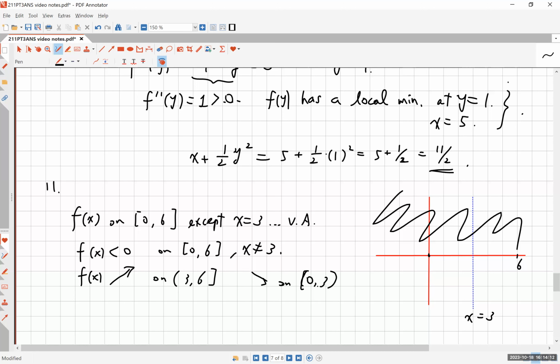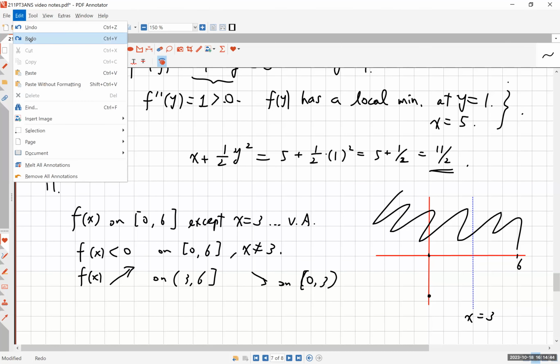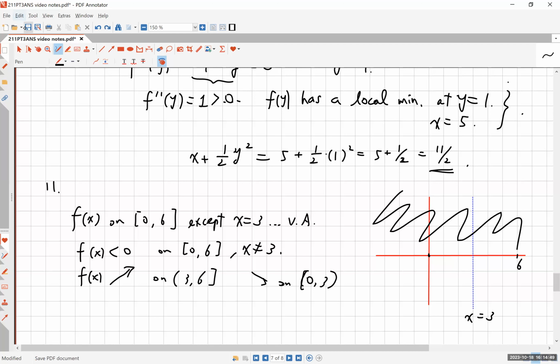So what do we have? Increasing means just going up. We don't know what it looks like, but it's going to be something like this maybe. So f is increasing on 3 to 6 and decreasing on 0 to 3. So it's going to be here. Let's get rid of that curve. Oops, so I'm going to undo this. Let's undo more. Okay, so it's always going to be negative.